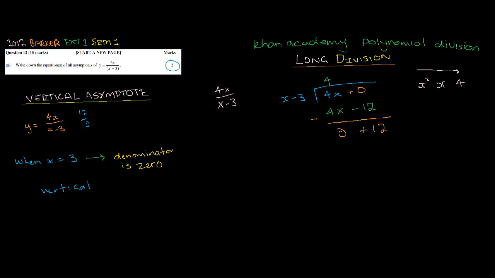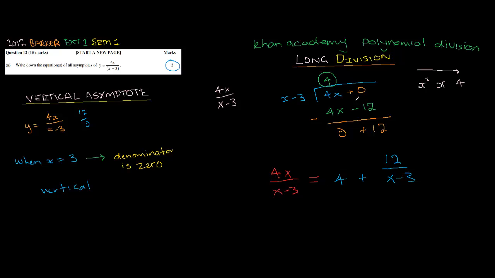So what we can deduce from that, and this step is really crucial, is that 4x over x minus 3 can also be written as 4, so it goes into it 4 times, and then we've got a remainder of 12 over x minus 3. So we've got to remember that the number we get up the top here is how many times it goes into it.